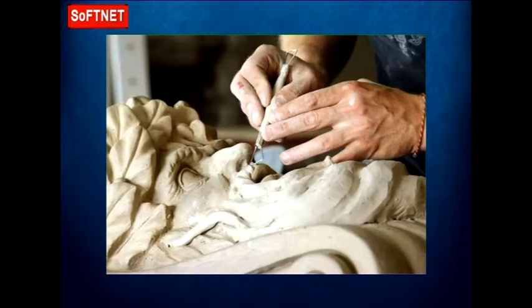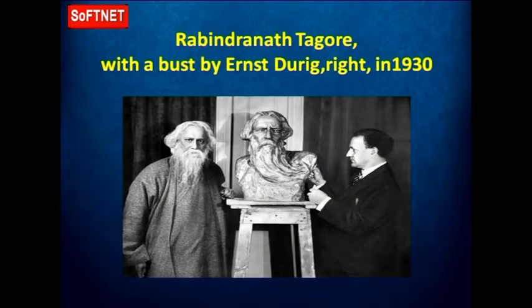So this particular image is an example of clay modeling, and you have clay modeling tools that you get, or you can make your own tools according to your own convenience, and you can create three-dimensional forms. This is an example of clay modeling, and this is an example of portrait sculpture. So here Ernst Jurek is sculpting, he's modeling Rabindranath Tagore's portrait, right?